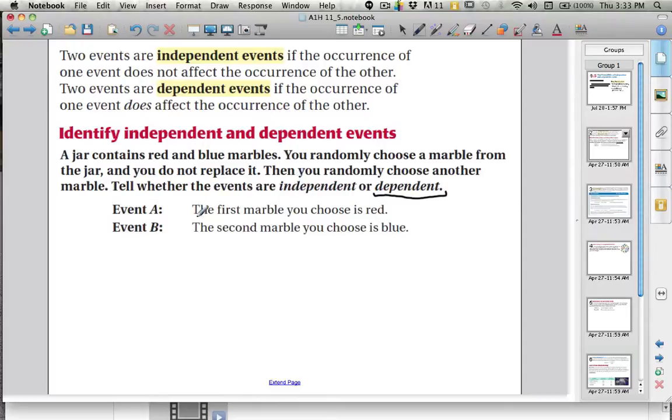So for example, in event A, the first marble I choose is red. That means that when I calculate, the probability would have been the color over the total number of marbles. But by the time I select my second marble, the total number of marbles is less by one marble, and also the total number of red marbles is less by one marble. So the circumstances have now changed. So when I calculate the probability of event B, I have to take into account what changed about the jar when I had event A. So that's a good example of a dependent event.